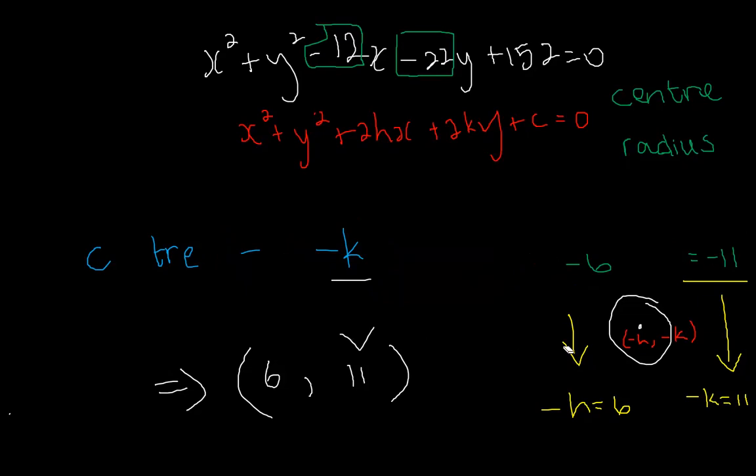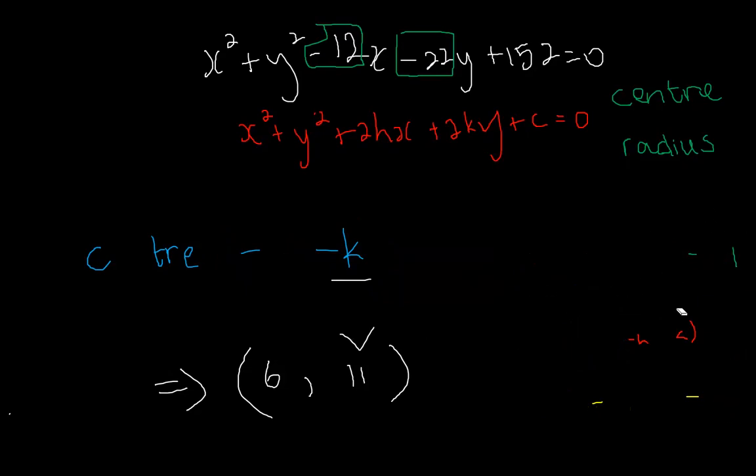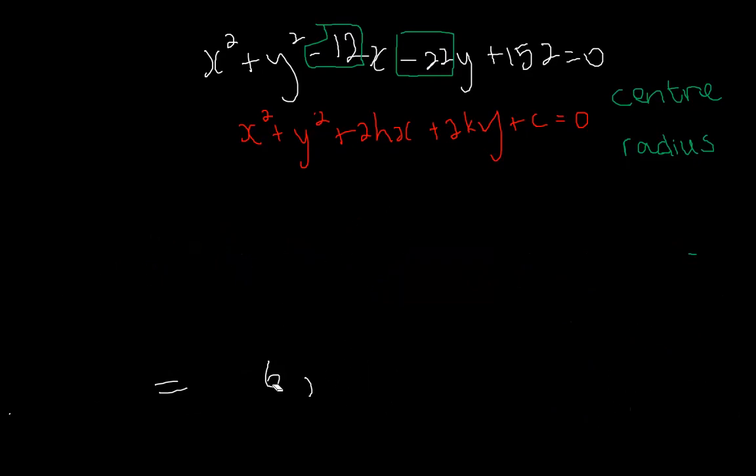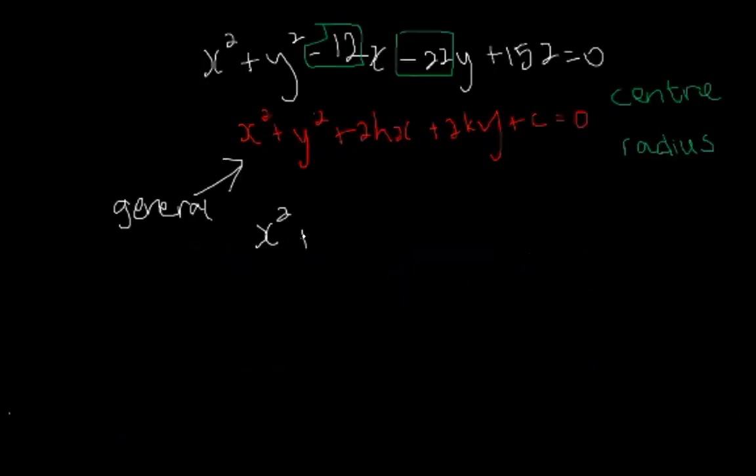Let me just show you the other way with completing the square. Instead of using the formulas, coefficient of x over 2 and coefficient of y over 2, you could write this general form. So the first thing I was saying, group the like terms. First I want to group all the terms in x, and then I'll group all the terms in y, plus 2ky plus c is equal to 0.